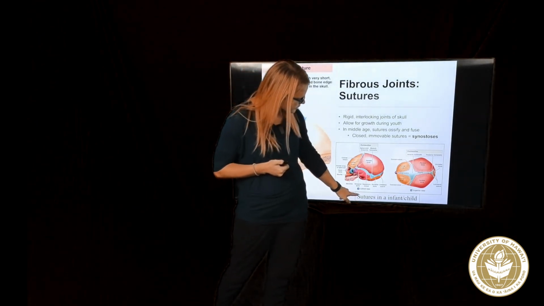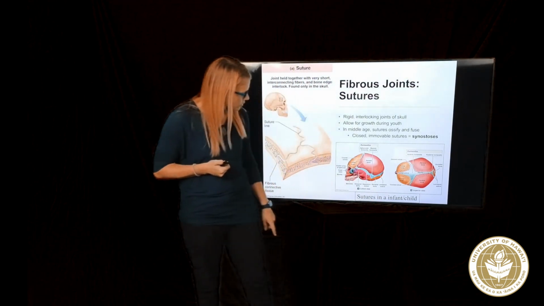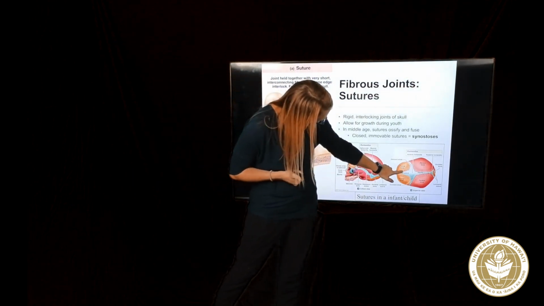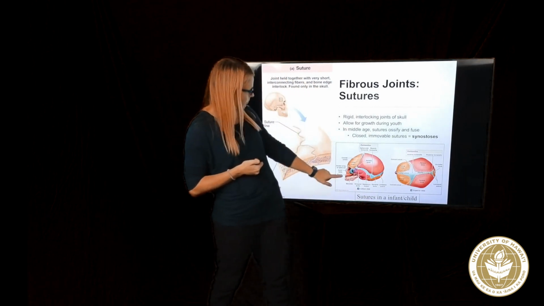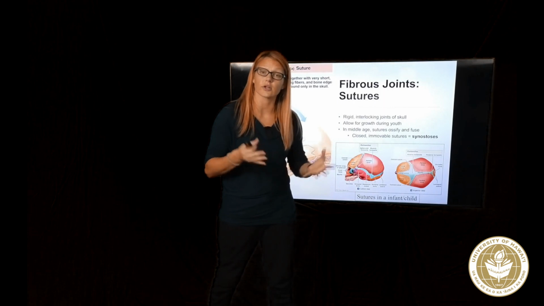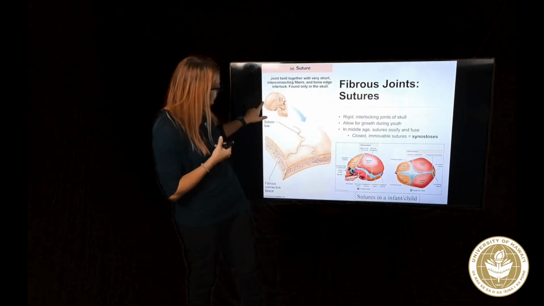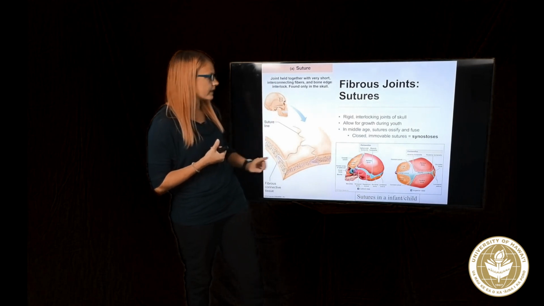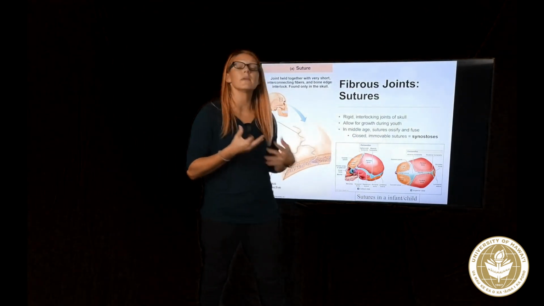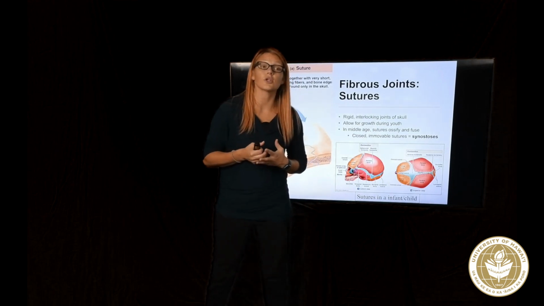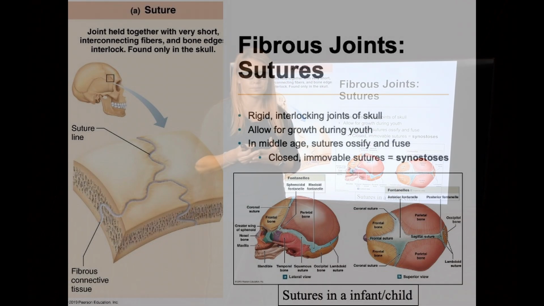So you can see here the difference. This is the sutures in an infant or child. This is showing you the lateral view and a superior view. You can see how they're much bigger, right? For a child, you have larger sutures. They're going to come together again during middle age and become much smaller, like this in this adult skull. And again, once in middle age, when we get those closed, immovable sutures, those are known as synostoses.